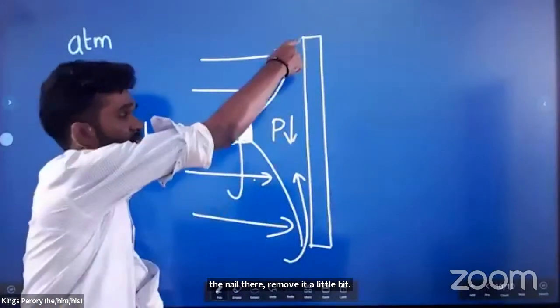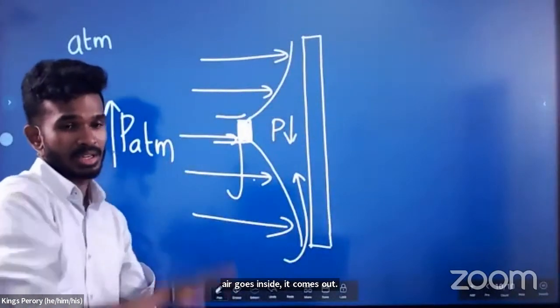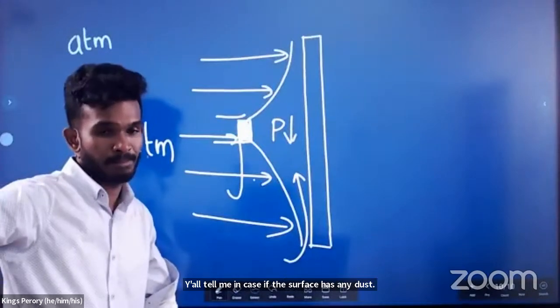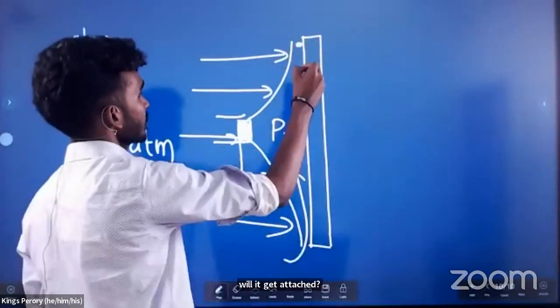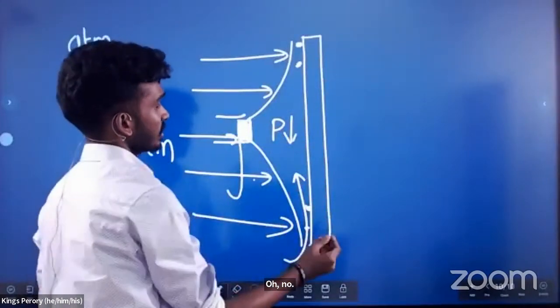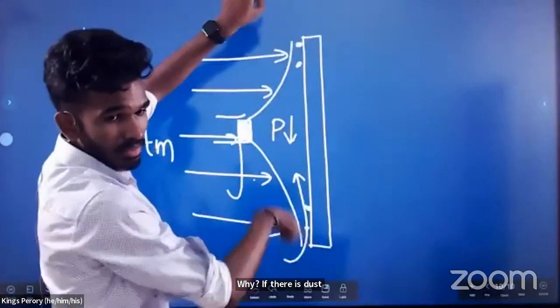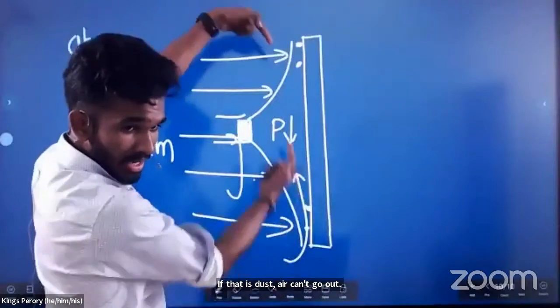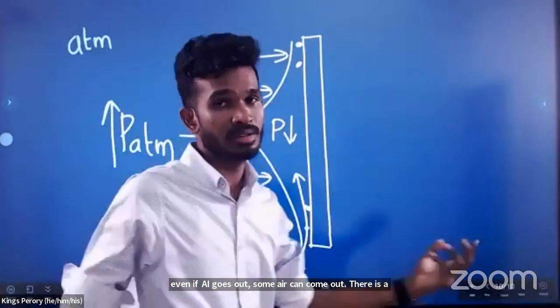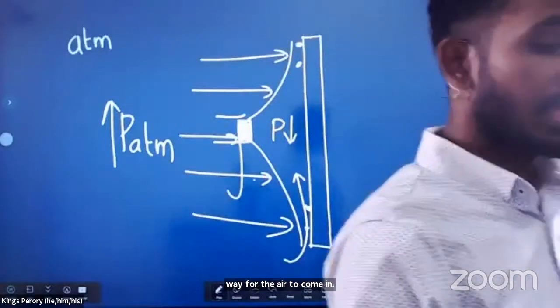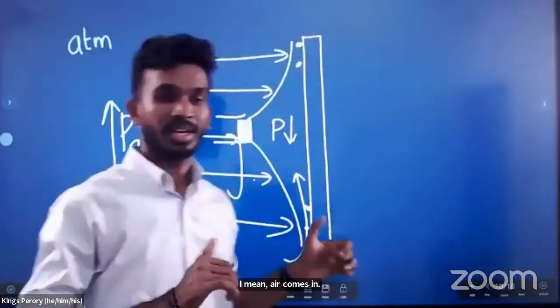In case the surface has any dust, will it get attached? No. Why? If there is dust, air can come in through gaps. So when air comes in, it won't hold. There is no glue there. It works on pressure.